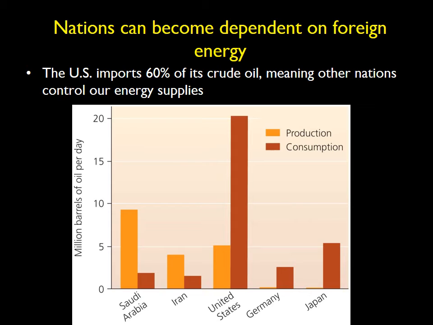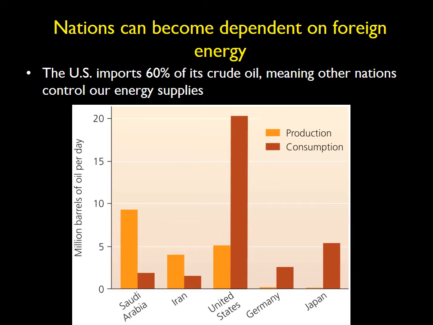So here's the problem, as I was mentioning. When you look at the consumption versus production, right? The United States, we have to import 60% of our oil, which means that other nations control our energy supplies, right? We do not have control over our energy. We're at the mercy of whatever people are going to sell it to us for.